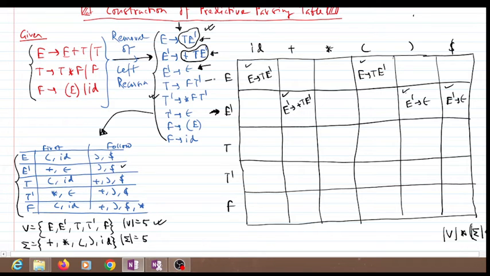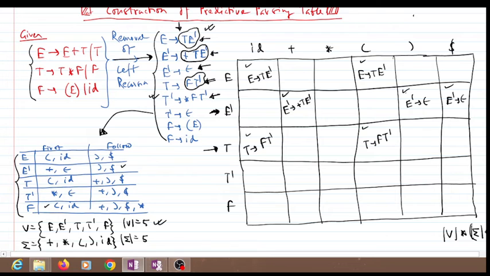Now consider this fourth production rule. First of all we have to find the first of this right hand side. So first of F T dash is equal to first of F. So what is first of F? Opening bracket and id. Now we are considering this fourth production rule, that is we are going to fill this row. So the first of F T dash is id and opening bracket. So let us enter this production rule in this particular location.